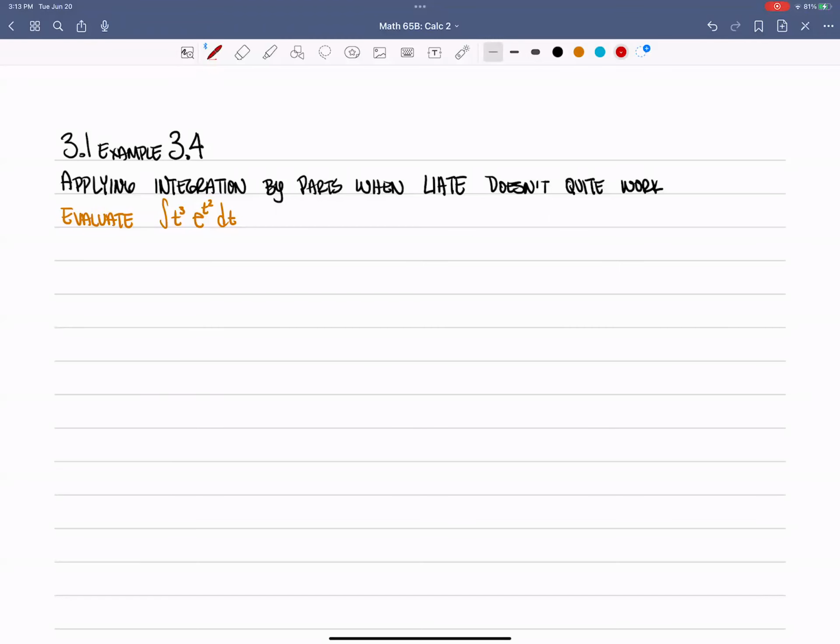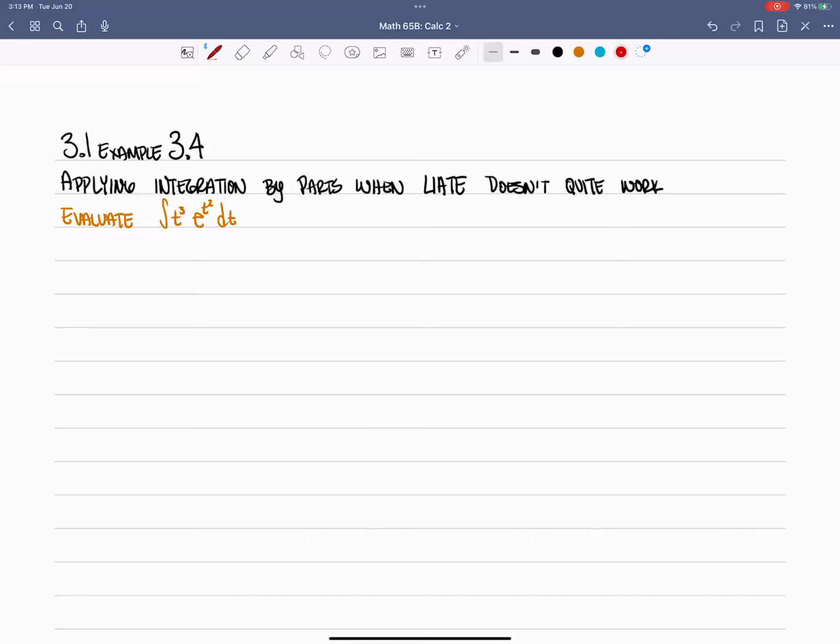Section 3.2, example 4, applying integration by parts when LIATE does not work. LIATE is a little acronym used to help us find what we could use for u instead of dv. It stands for logarithmic functions, inverse trig functions, algebraic functions, trig functions, and exponential functions. It's all in the book.